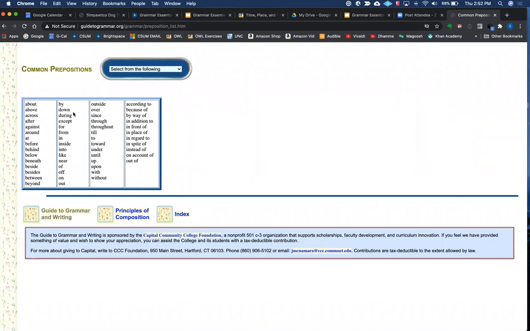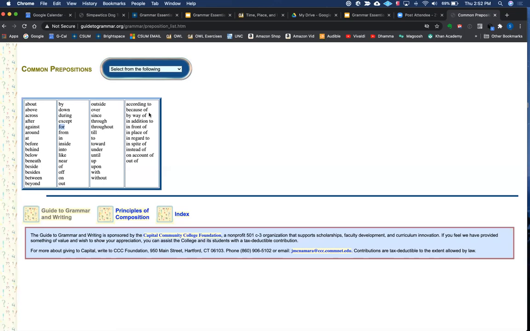About, above, across, after, by, down, except, for. For is a tricky one because this is for you, like this letter is for you, or you can also say, for example. Still a preposition. I can't think of any exceptions right now, although I know they exist. I just can't think of any, which means they don't come up very often.